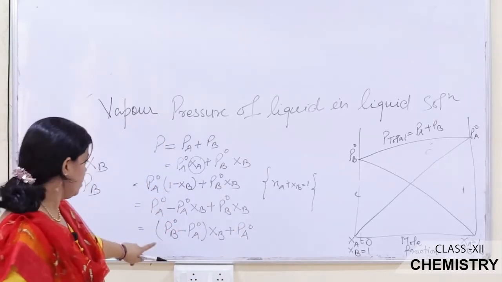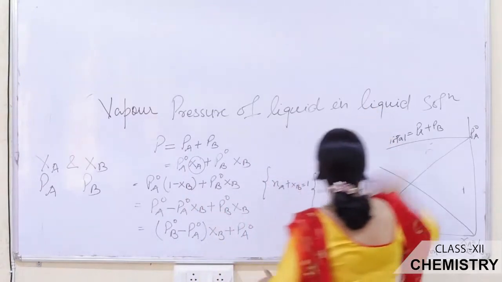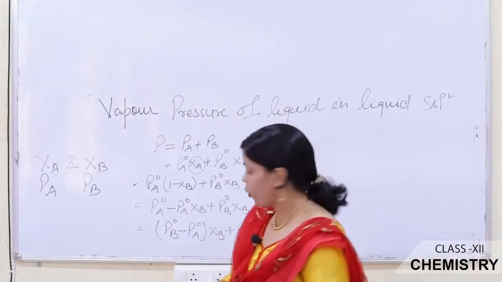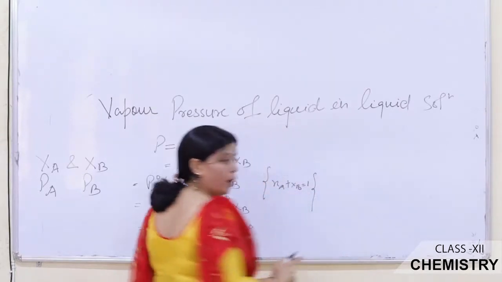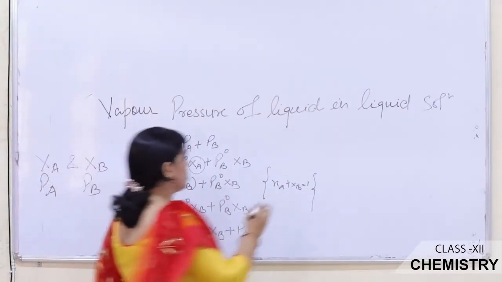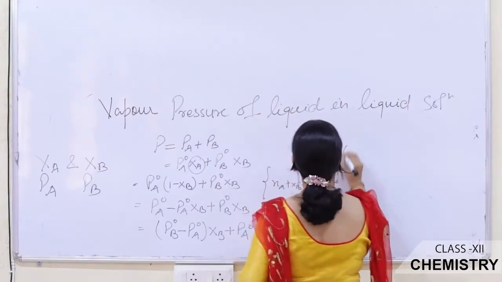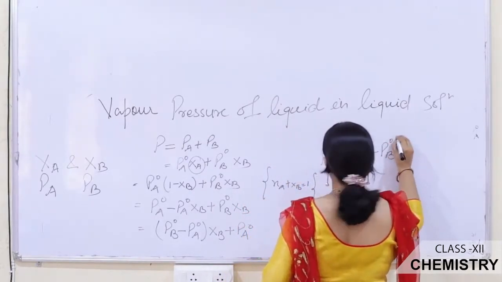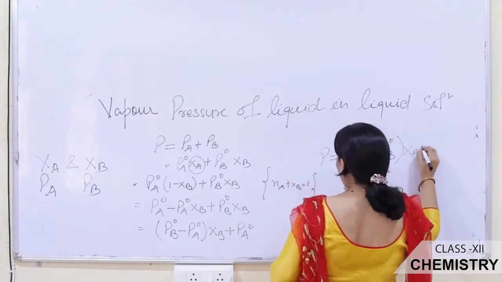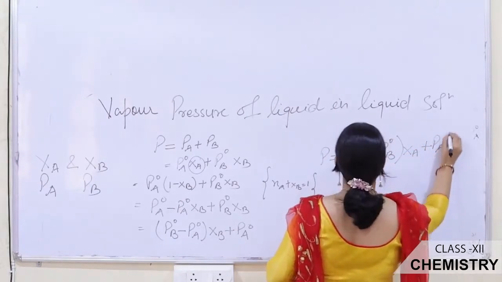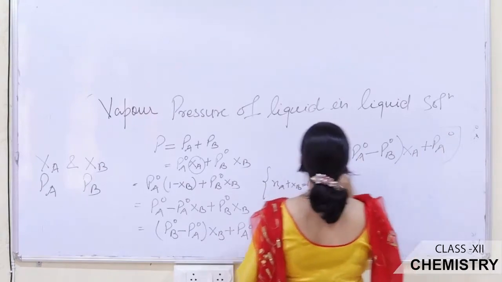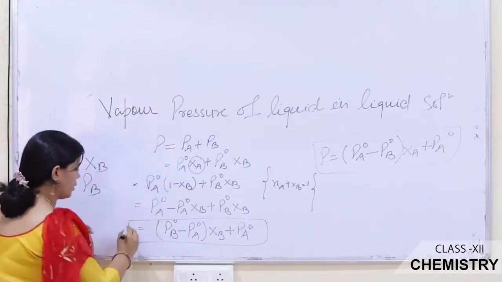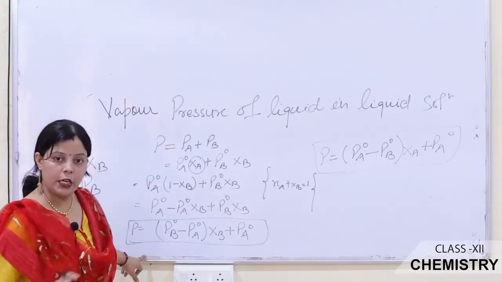That is the equation to calculate the total vapor pressure of the solution. Similarly, when in place of XB we substitute 1 minus XA, then we get P is equal to PA naught minus PB naught XA plus PA naught. These are the two equations which are used to calculate the total vapor pressure of the solution when two volatile liquids are mixed.